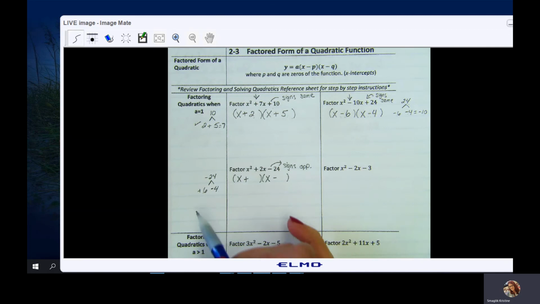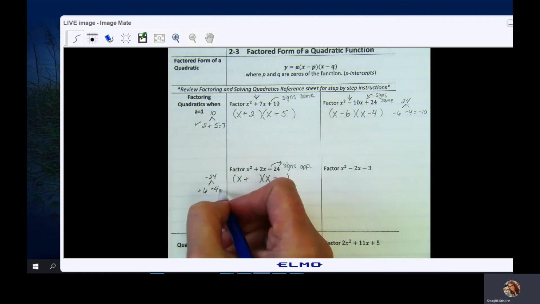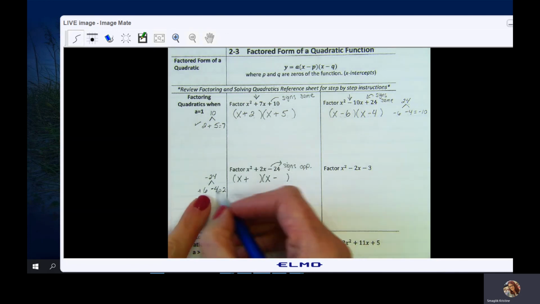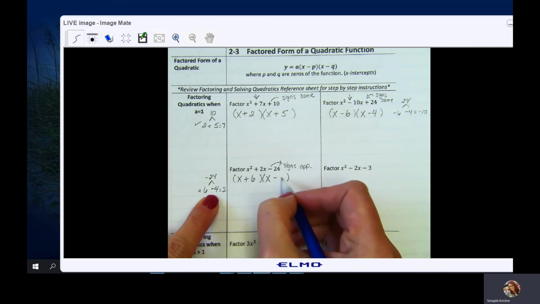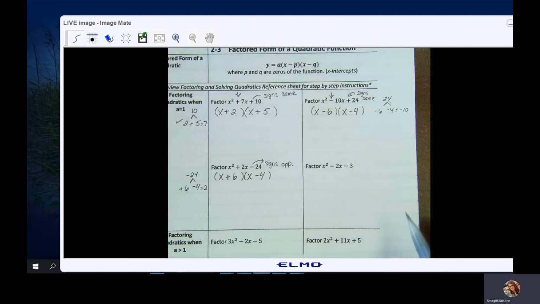So now let's check that out. So positive 6 times a negative 4 does get me a negative 24. And 6 plus a negative 4 is the same as 6 minus 4, does give positive 2. So we're good there. So again, make sure that the 6 is positive, put that with the plus, and the 4 is the negative, so put that with the minus. And let's do one more.